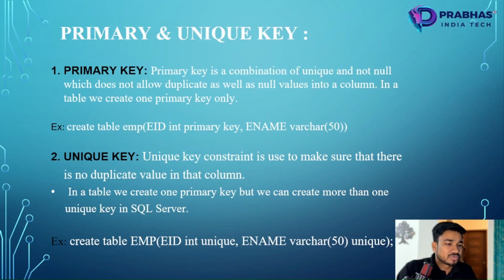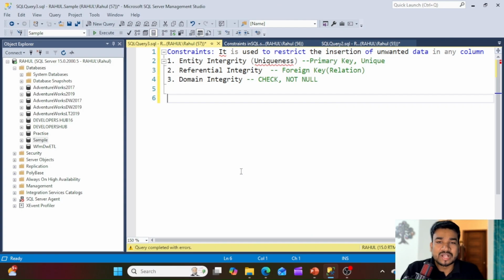Here we can also see the unique. While creating a primary key we need to mention both primary and key, but for unique we need not mention key. We will mention only the unique keyword there. Okay, now we will see it in SQL server. Here we can see the entity integrity, referential integrity and domain integrity.